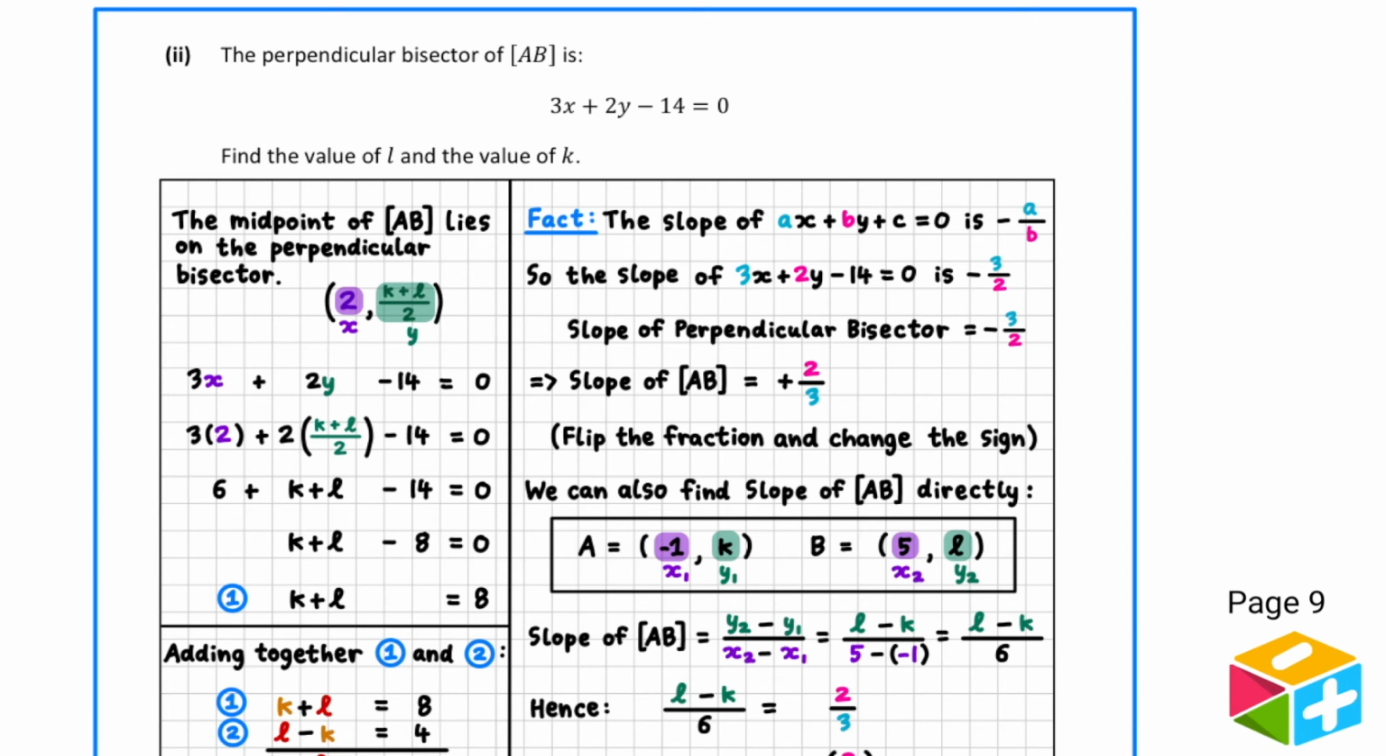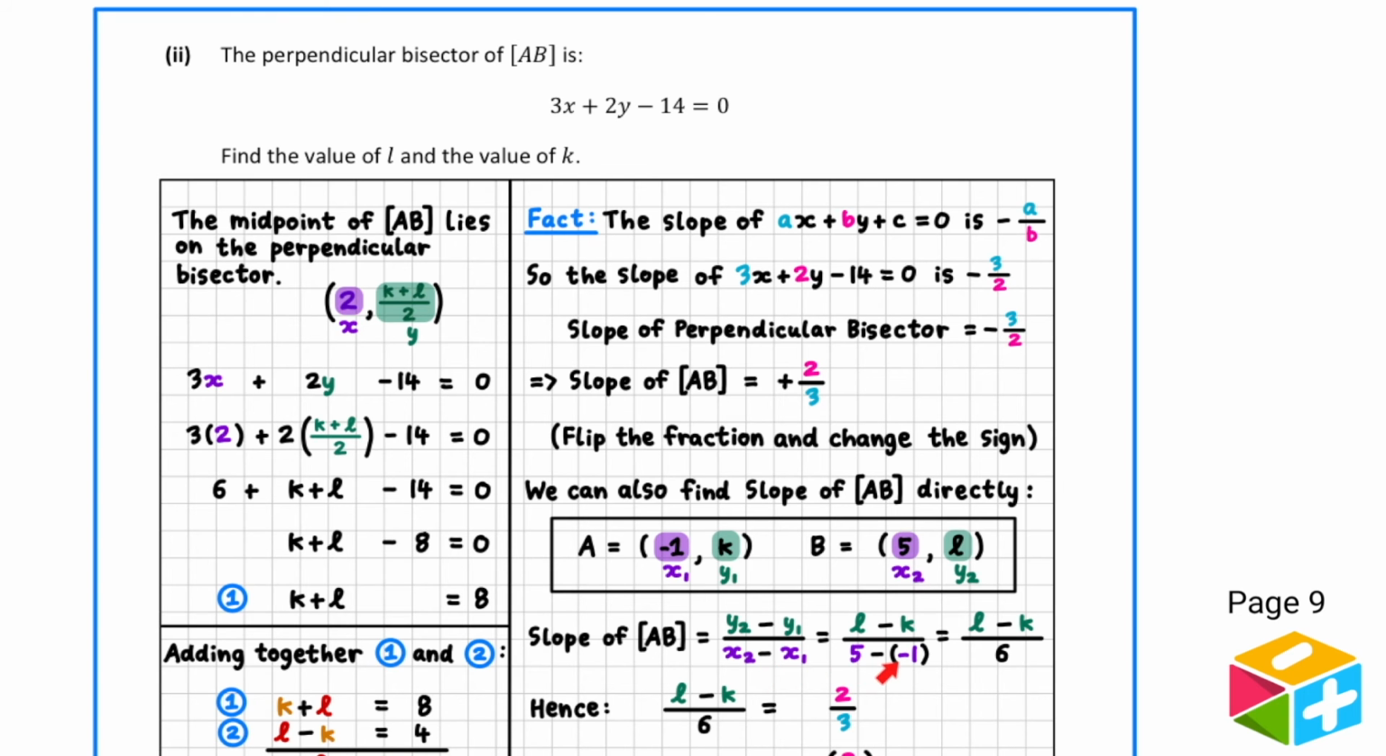However, this slope can also be thought of from another perspective. There's a formula which says the slope of a line is equal to y2 minus y1 over x2 minus x1. We can apply this formula to find the slope of AB. A is equal to minus 1, k. We label these with x1, y1. B is 5, L, and we label these with x2, y2.